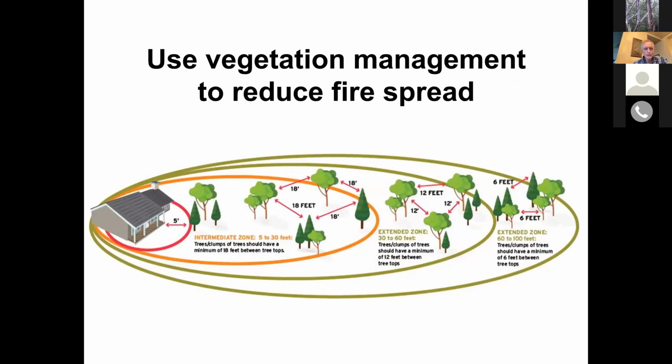And we can also do some things around homes and structures to reduce fire spread by managing the vegetation properly, basically spacing it widely near the structures, and then you can get a little bit more dense as you go away from the structure.